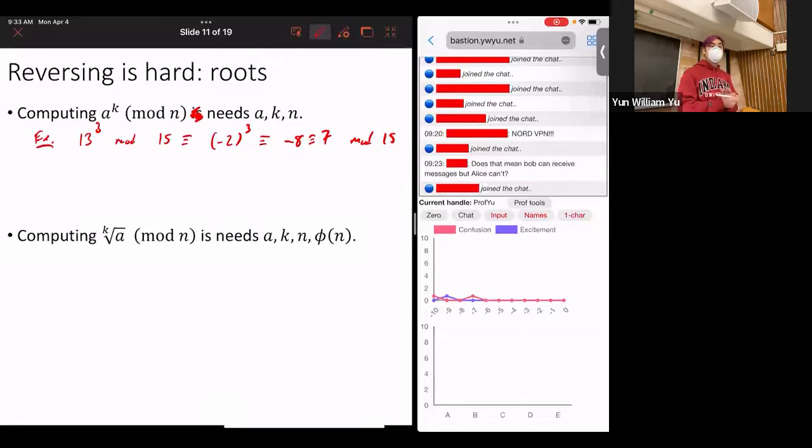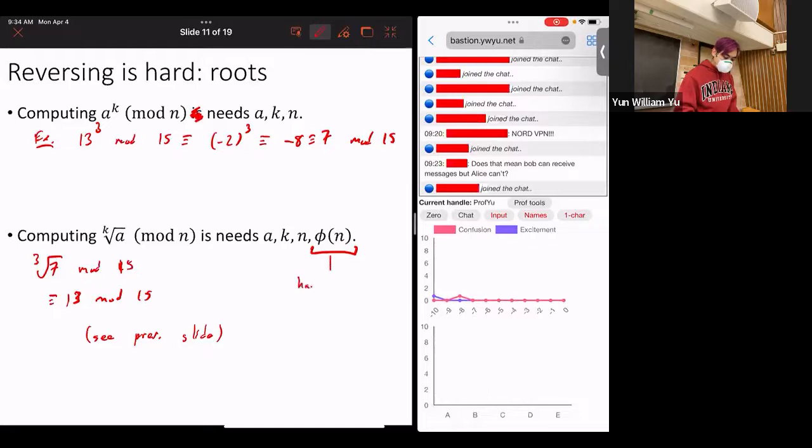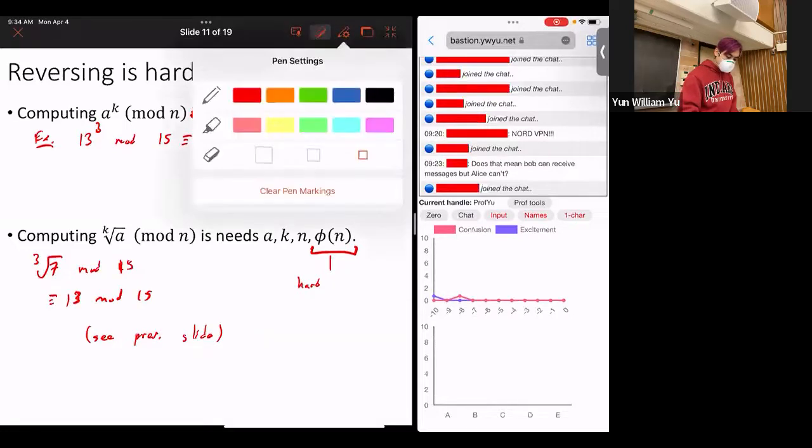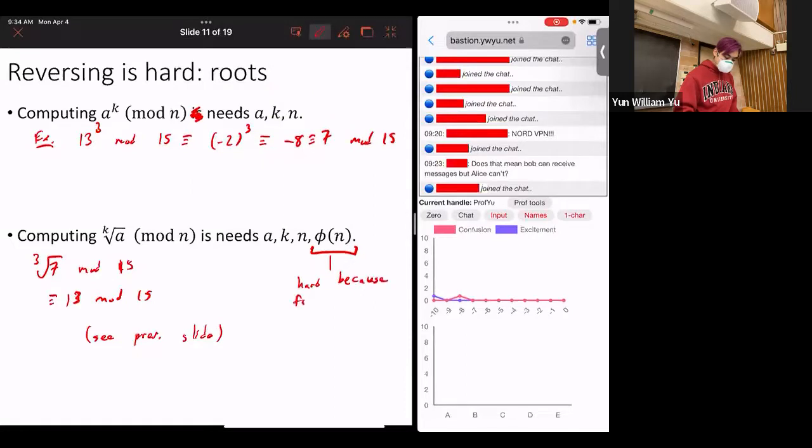On the other hand, what did we need to do in order to compute the root? Say we wanted to compute the cube root of 7. In order to do that, we needed a, k, and n, but then we also needed phi of n, right? So we needed an additional piece of information in order to compute the root in mod 15. Because in order to use Euler's theorem, we need to know what Euler's phi function, Euler's totient function, is. And this is congruent to 13 mod 15. But the method for this was the previous slide, and that was a lot more work, right? So it was a lot more work to compute the root, and you needed this additional piece of information. So this information is hard to get if factoring is hard. And we know factoring is hard. So this is hard because factoring is hard.